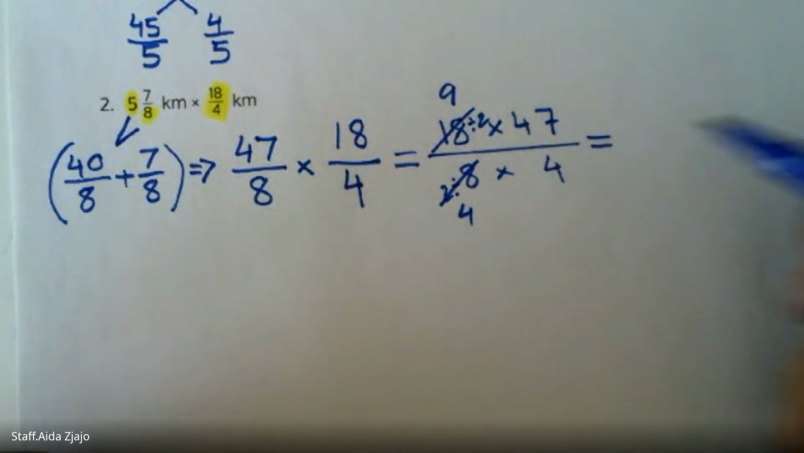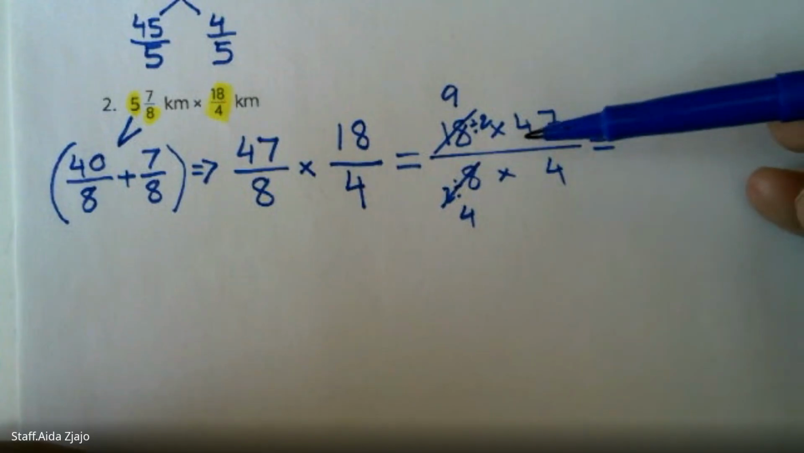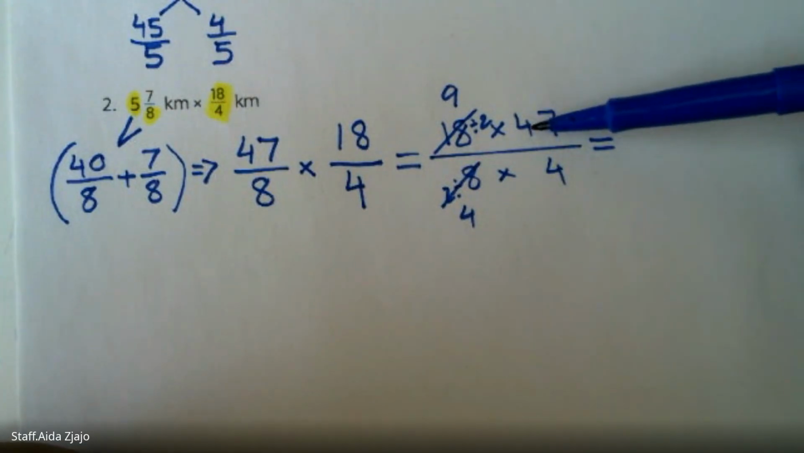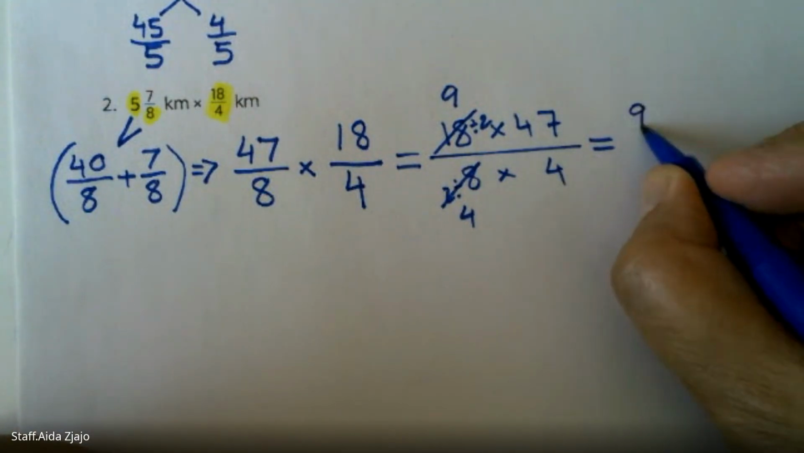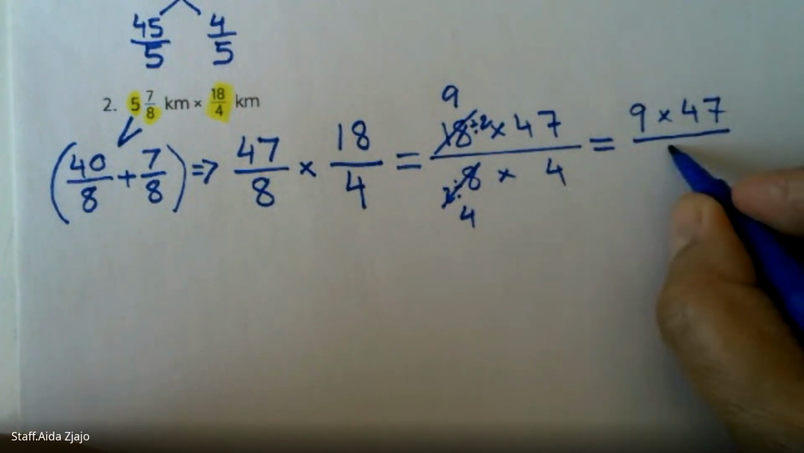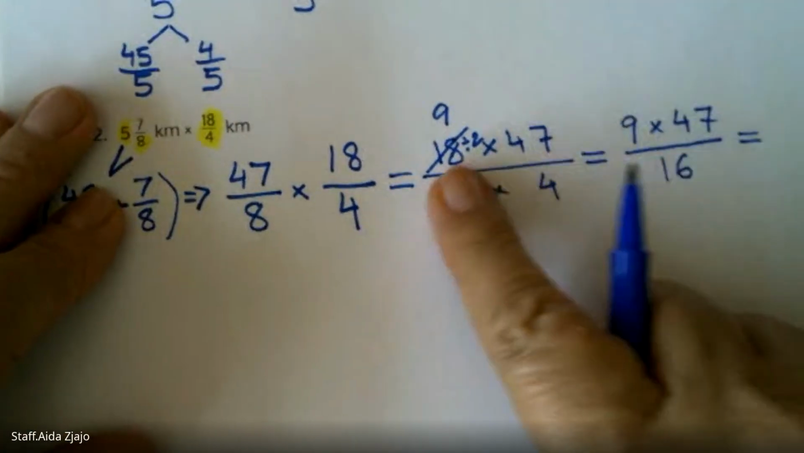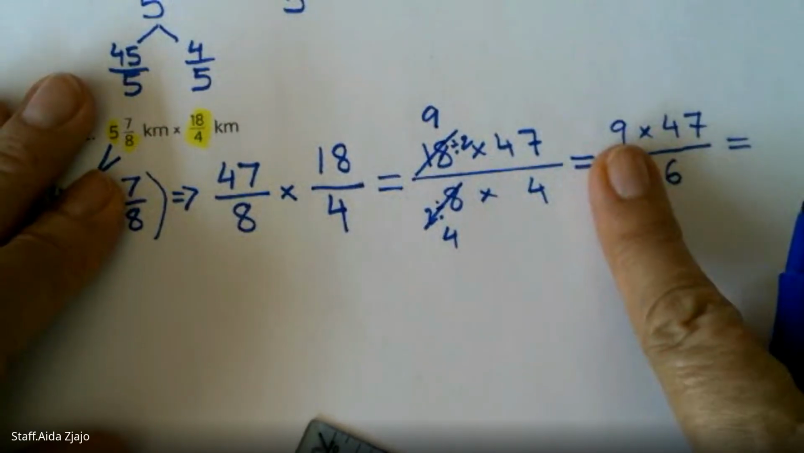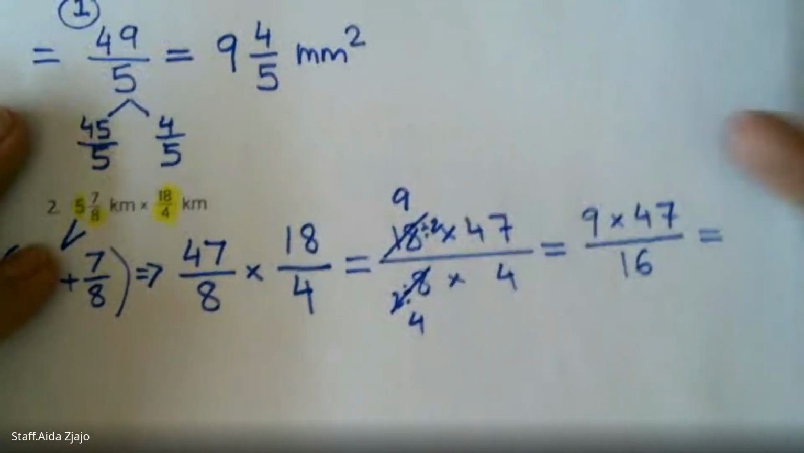I can't make a half of 47 because it's an odd number. Half of 40 is 20, but half of 7 is 3.5, so it's not a whole number and I can't do anything there. But I can do 9 times 47, and 4 times 4 is 16. So I will reduce my calculation a little bit. Instead of 18 times 47, I need to do 9 times 47.